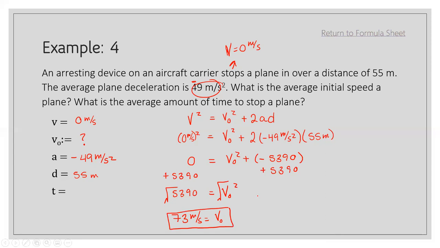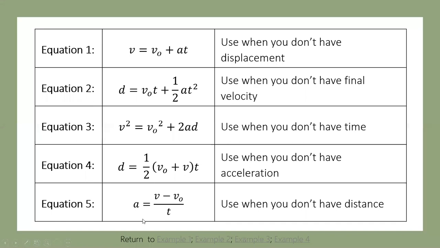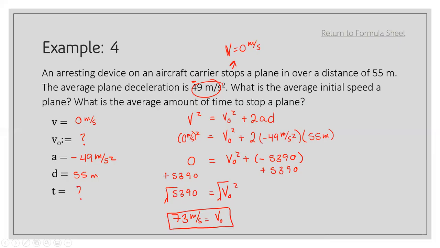Then the question says, well, how long does it take? So now that we have this, we can pretty well pick any equation that we want. And if we go to our formula sheet, which equation looks easiest for calculating? We can use equation 1, and we can use equation 5, which is just a rearranged version of equation 1, doesn't matter which. You can use any equation at all in order to figure out the time, except for equation 3, that won't work. So we'll use equation 1.